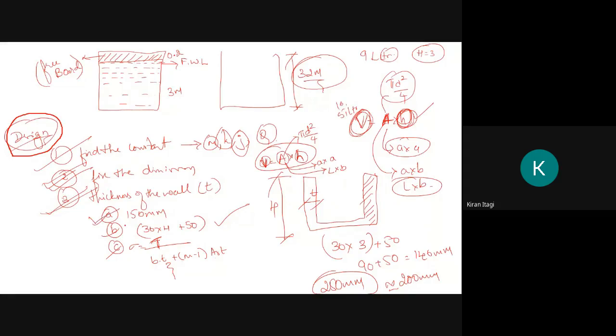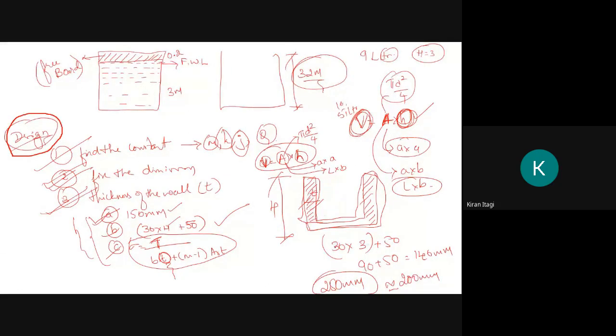Thickness of the wall is determined by either one: we will take directly 150 mm, or we will take 30 times the height plus 50, where h is the height of the tank. The third method is that sigma is given by T upon b into t plus (m minus 1) into Ast. We have this formula. So we have three different formulas to determine the thickness of the wall. Thickness of the wall means this is your tank, and this thickness we have to determine. We can find it out from either of these.